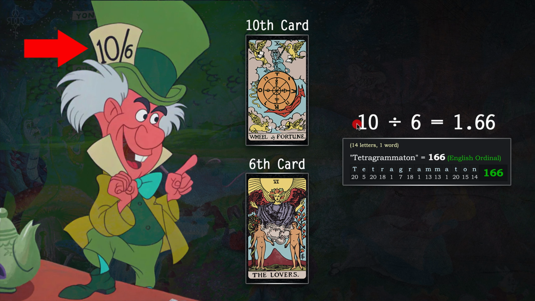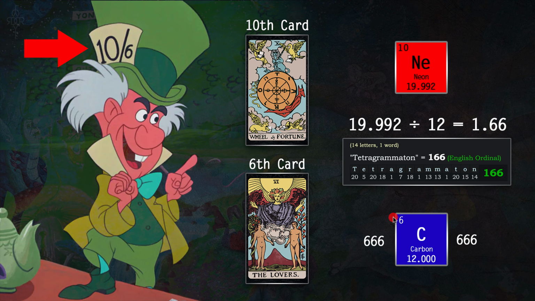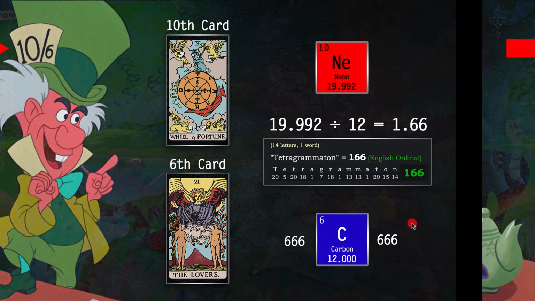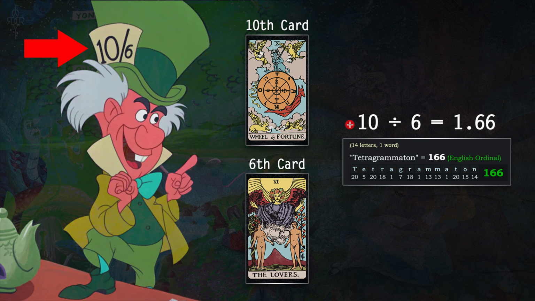If we take 10 divided by 6, now go back here, I divided the weights of these two elements. Now if we just take the 10 divided by 6, it comes out to the same outcome, 1.66. Tetragrammaton. The Mad Hatter. The 10-6. I mean, the tetragrammaton's right on this 10th card right here, right on this wheel.